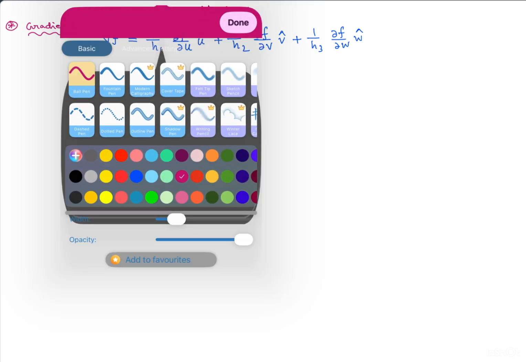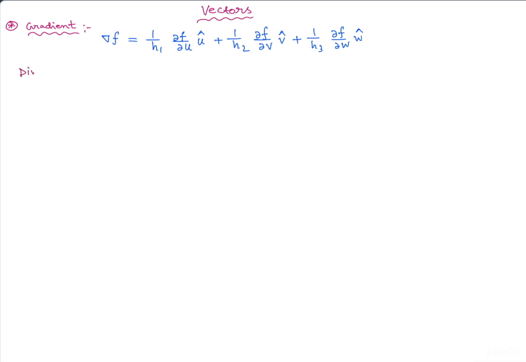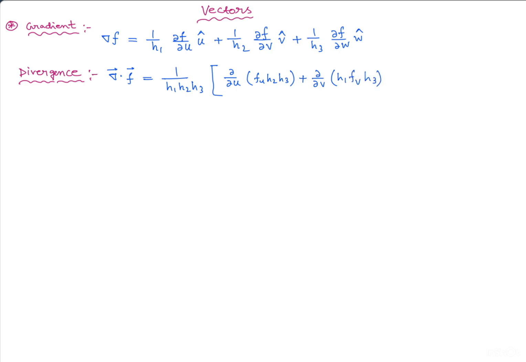Next we see divergence. Now the divergence of a vector field is written as 1 by h1 h2 h3 into del u of fu h2 h3 plus del v of h1 fv h3 plus del w of h1 h2 fw.